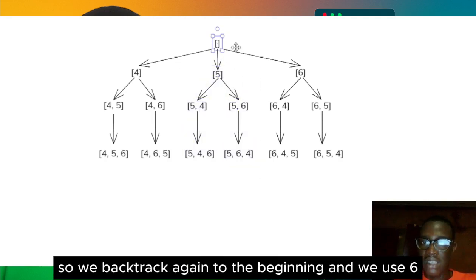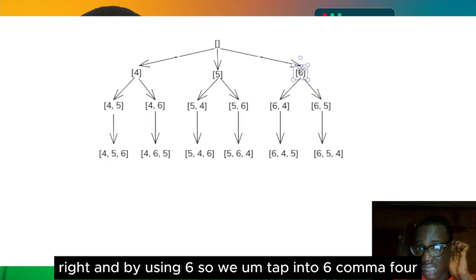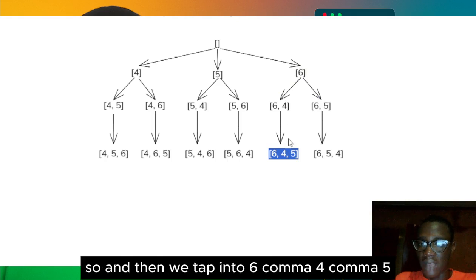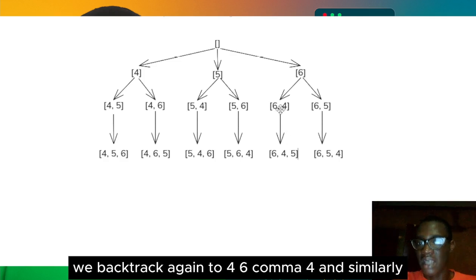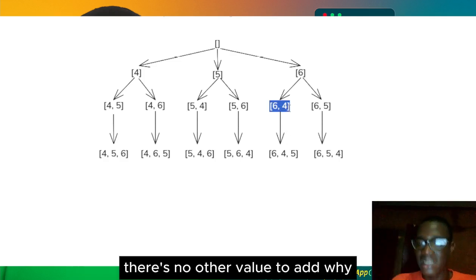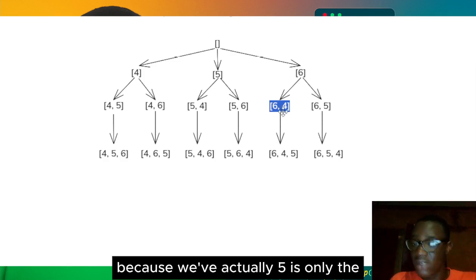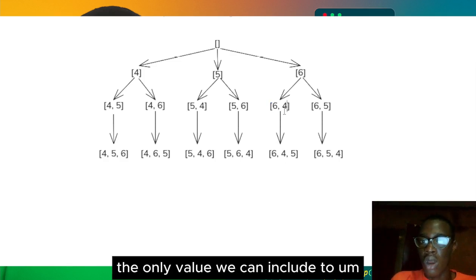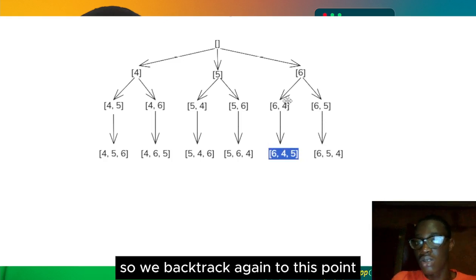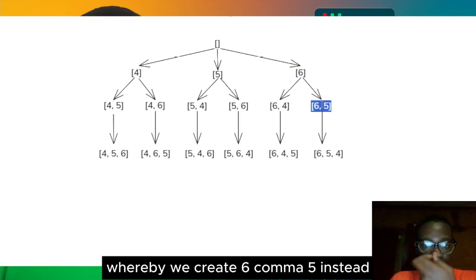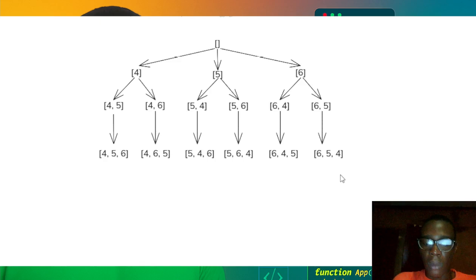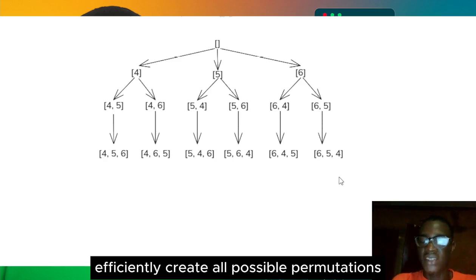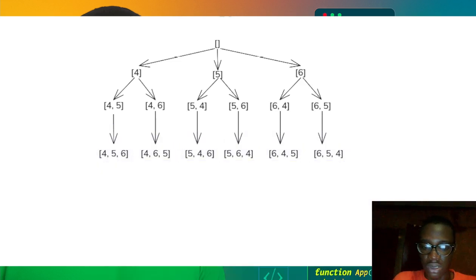So we backtrack again to the beginning, and we use 6, right? By using 6, we tap into 6, 4, and then we tap into 6, 4, 5. Since there's no other value to add, we backtrack again to 6, 4, and similarly there's no other value to add. Why? Because 5 is the only value we can include to 6, 4, and that has been included there. So we backtrack again to the point where we create 6, 5 instead. That leads us to 6, 5 and 4. And that way we have efficiently created all possible permutations.